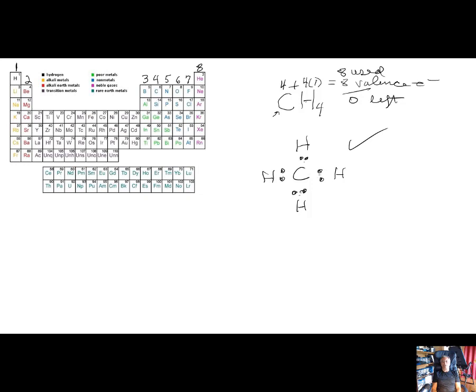Now normally what we do is we use lines instead of dots once we've got a complete structure, just because the dots are sort of annoying, and so we'll normally draw methane and any other molecule if they've got bonds in them using lines to represent the bonds. Every line equals 1 bond, which equals 2 electrons. So these are all single bonds. A single line is a single bond and 2 electrons. So 2, 4, 6, 8. And that is our structure for methane.